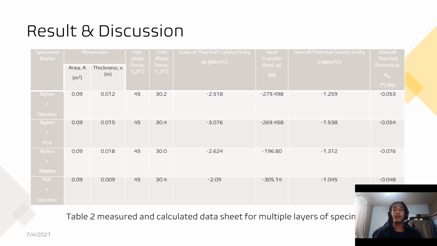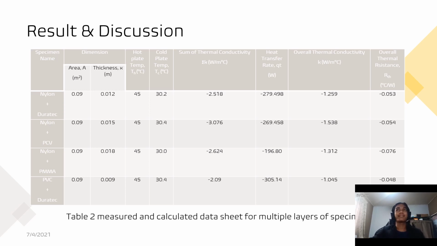And last but not least, the PVC and Duratec. The area is 0.09 meter squared. The thickness is 0.009 meter, and the hot plate temperature is 45 degrees, while the cold plate temperature is 30.4 degrees Celsius. The sum of thermal conductivity is negative 2.09, and the heat transfer rate is negative 305.14. The overall thermal conductivity is negative 1.045, and the overall thermal resistance is negative 0.048. That's all for me.